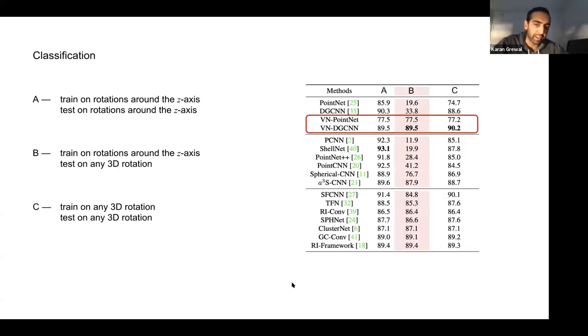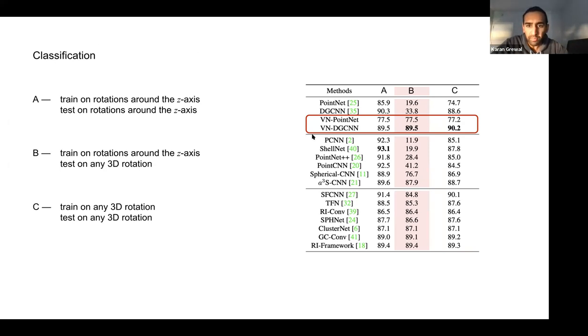One of the tasks they showed their model performance on is classification, particularly when the objects are modified in some way. So they have three different setups here. One where you've rotated the object during training and test time around the z-axis, and you're trying to identify it from different viewpoints. In setup B, which I thought was the more interesting one, when you're training it, it's only rotated around the z-axis. But when you're testing it, any 3D rotation is applied to it. So that's significantly harder, because now you're viewing it from viewpoints that you did not observe during training. And then the last one is you've seen a bunch of rotations during training and during testing.